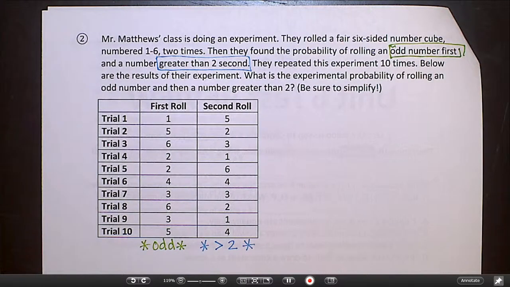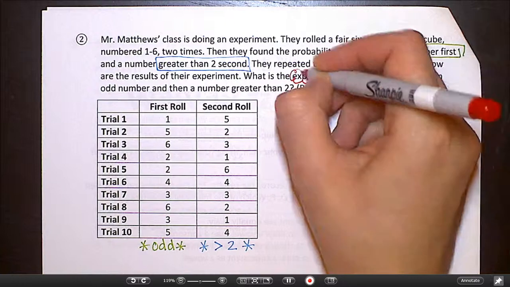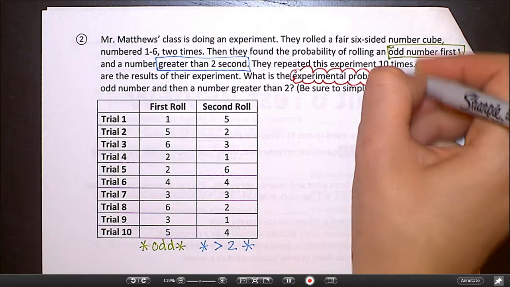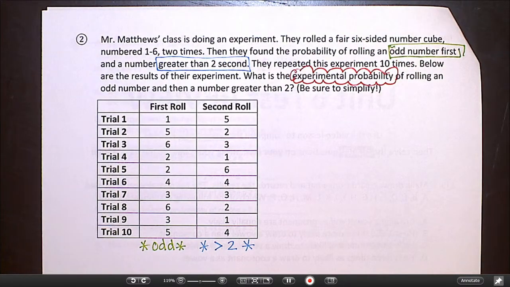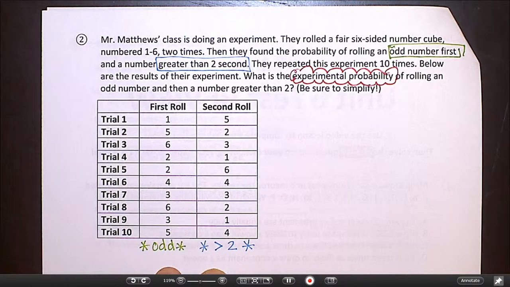So the first thing to notice here is that it is asking us about the experimental probability. Experimental probability isn't based on our formula. It's based on us being able to look at the data that actually happened when they did an experiment. So we're not going to use a formula on this at all. What we're going to do is look at what actually happened.